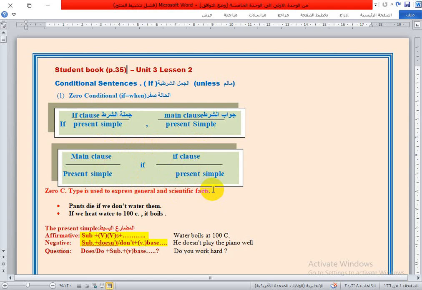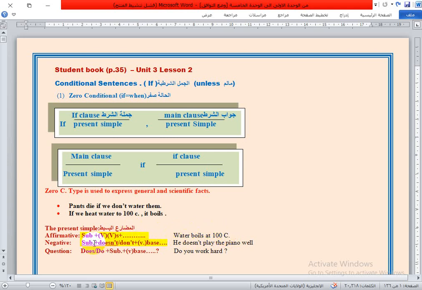Student, I think you still remember what is the present simple. We have the present simple in the if clause and in the main clause, and I think all of you know what is the present simple, but let me remind you. The present simple in the affirmative is either verb base or verb with s. You know, he, she, it takes the third person singular s. For example, water boils at 100 degrees centigrade. This is a present simple. We have the subject water, we have verb with s, which is boils at 100 degrees centigrade.